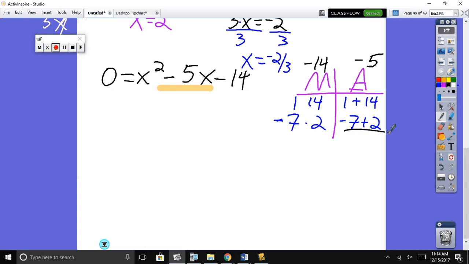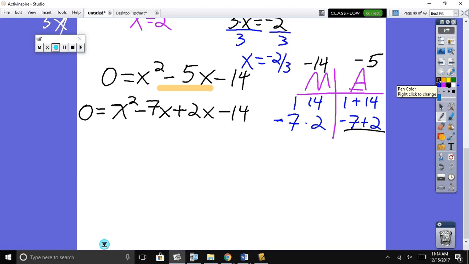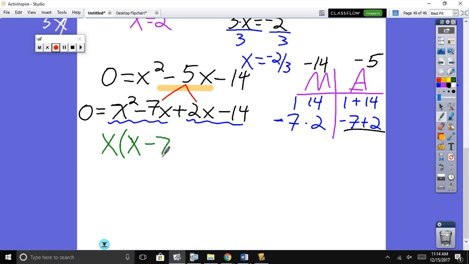Second step, we are going to rewrite the linear coefficient using this new sum. So using negative 7 and 2, 0 equals x squared minus 7x plus 2x minus 14. Remember, we're not changing the value of this. We are just breaking up 5x into 2 terms instead of 1. Next part we're going to do is factor by grouping. Looking at this first group, between x squared and 7x, there is no greatest common factor other than x, so we're just going to pull out x. x minus 7, so we divide both by x.